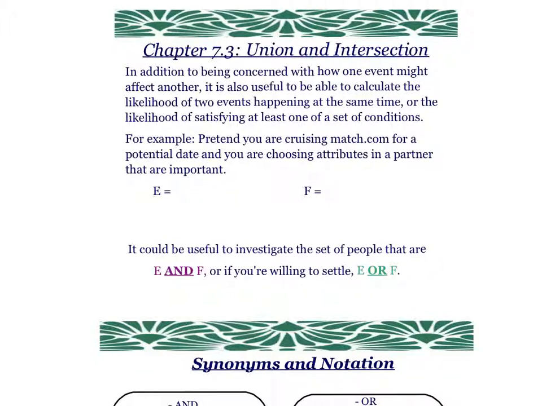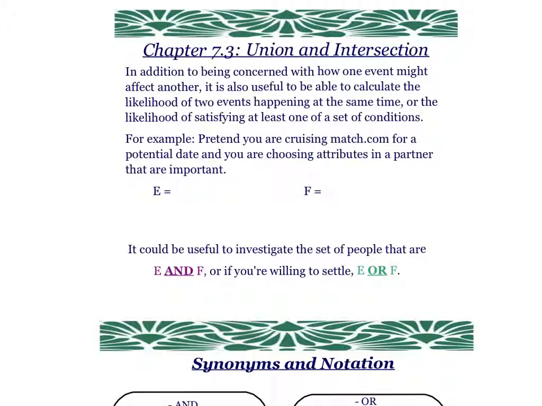So in addition to being concerned with how one event might affect another, that's independent or dependent events that we talked about in lesson 7.2, it's also useful to be able to calculate the likelihood of two events happening at the same time or the likelihood of satisfying at least one of a set of conditions.